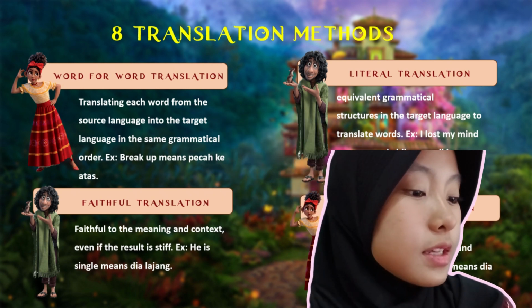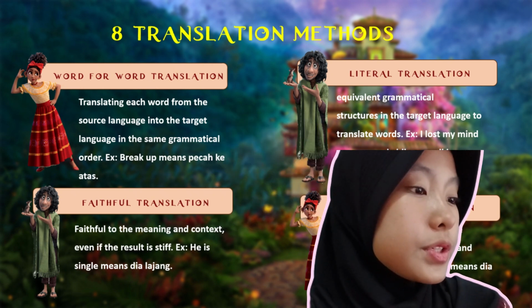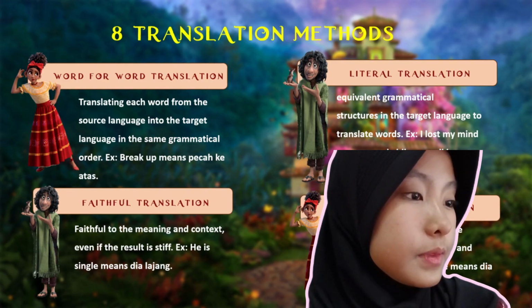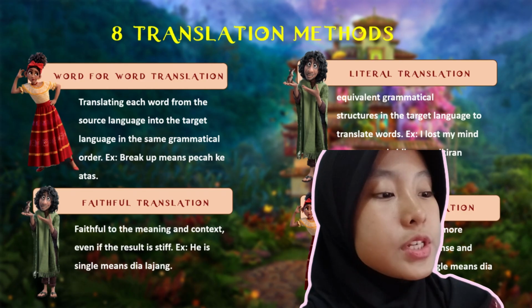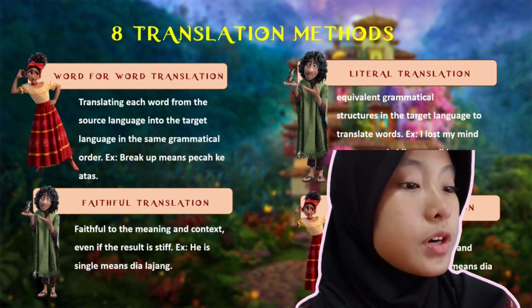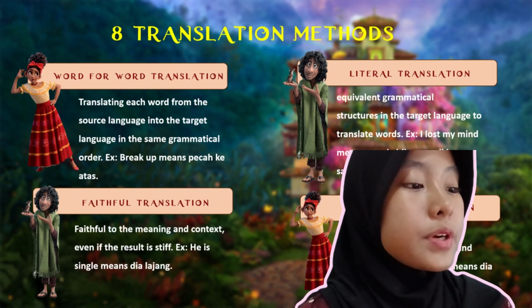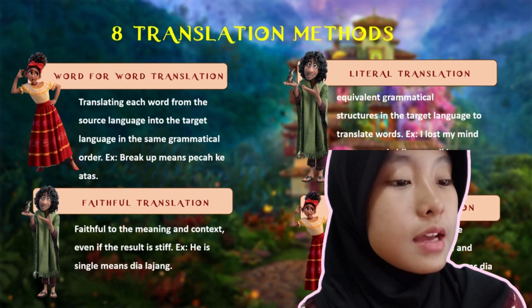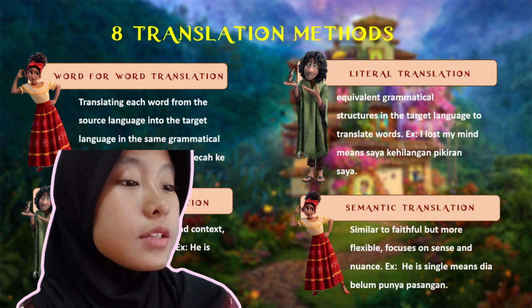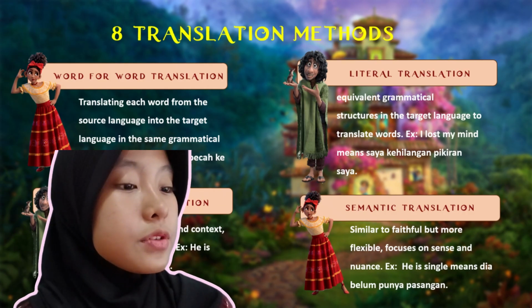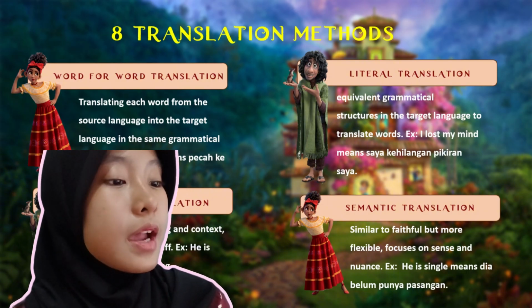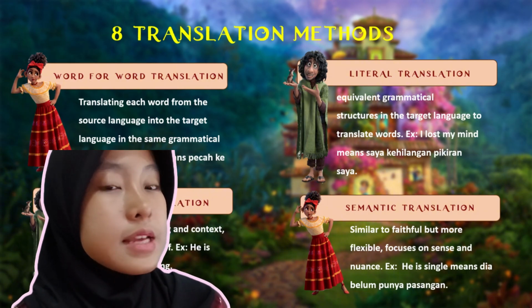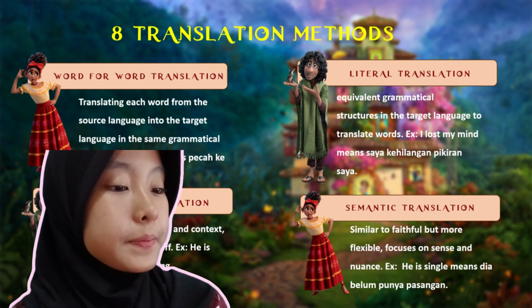And now let's talk about the 8 translation methods based on Peter Newmark. The first one, word-for-word translation: translating each word from the source language into the target language in the same grammatical order. Example, break up means pecah ke atas. Then literal translation: using equivalent grammatical structures in the target language to translate words. Example, I lost my mind means saya kehilangan pikiran saya.